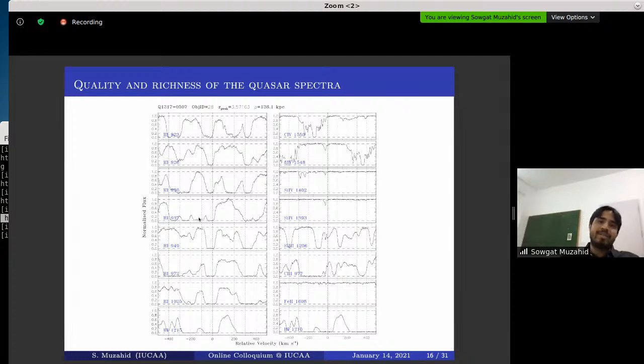You can see we detect Lyman alpha, beta, gamma, delta, and so on. So it's the whole Lyman series, and also metal lines like C III, although it's blended in the Lyman alpha forest, silicon III, silicon IV, carbon IV, and so on. So it's a really rich data set to work with.